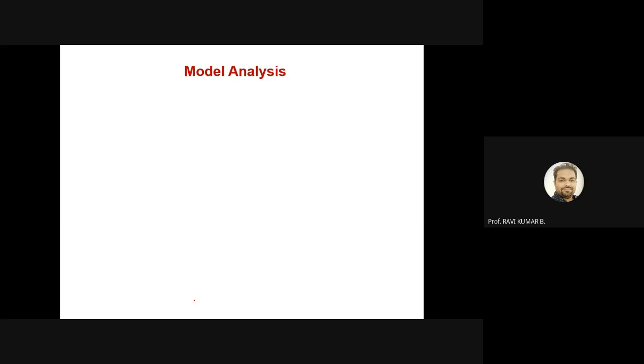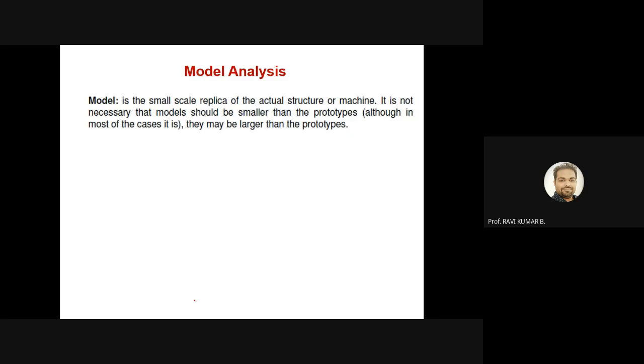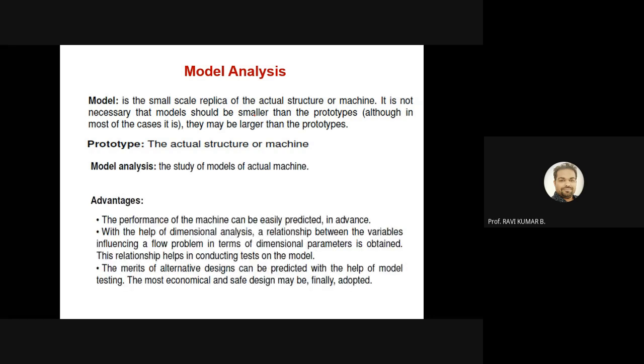So when we talk about model analysis, as I said, for experimental purpose we always consider the small scale replica of the actual structure. So model is defined as the small scale replica of actual structure or machine. It is not necessary that model should always be smaller than the prototype. Sometimes it may be bigger. Prototype is called the actual structure or machine. So the study of models of actual machine is called model analysis.